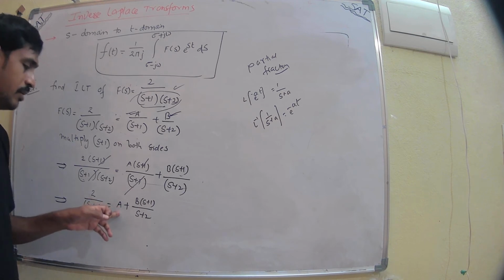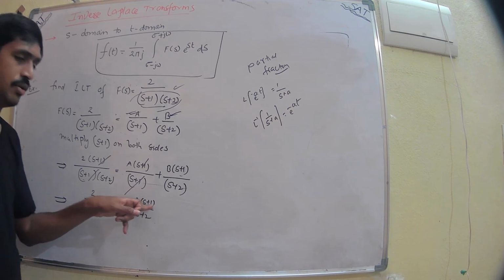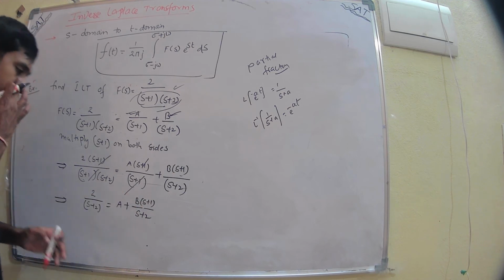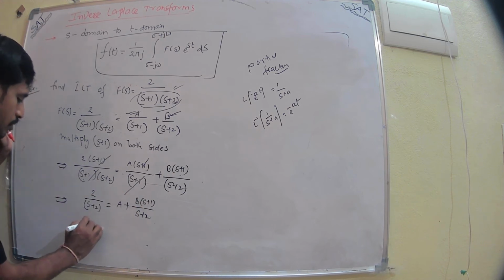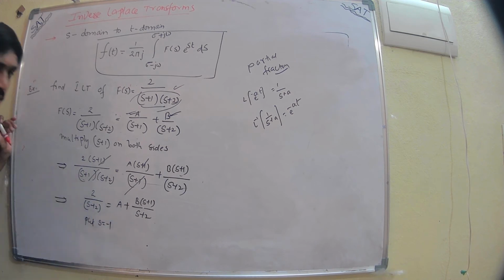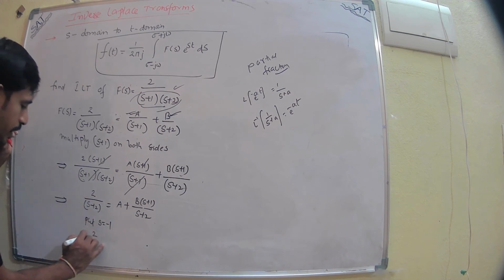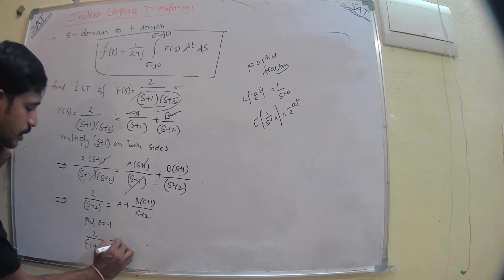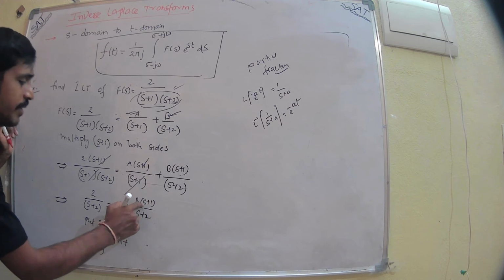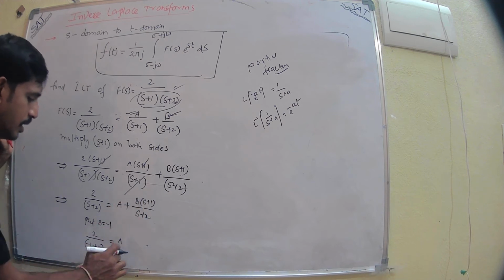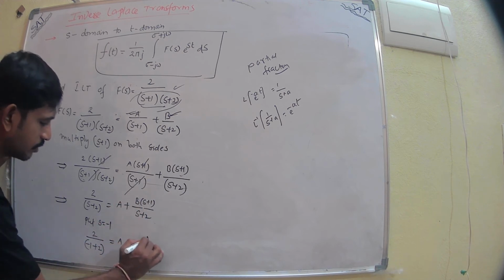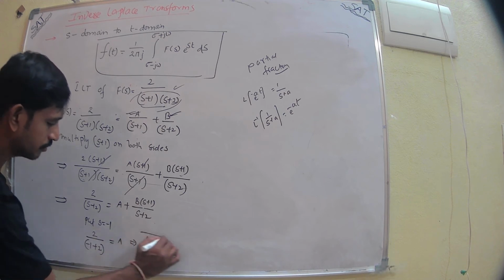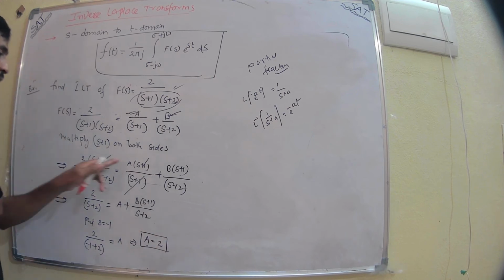Now I can isolate the A value. To isolate A, we should substitute s is equal to minus 1 in the place of s. So put s is equal to minus 1. Therefore, 2 by (minus 1 plus 2) is equal to A plus something that is 0 because of minus 1 plus 1. So A is equal to 2 by 1, that is 2. So the value of A is 2.